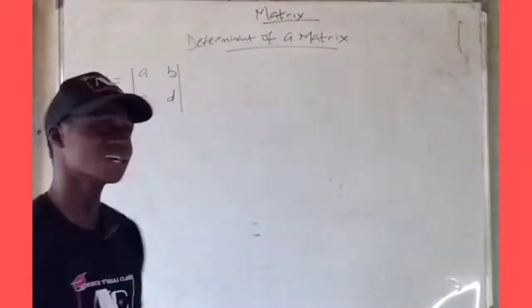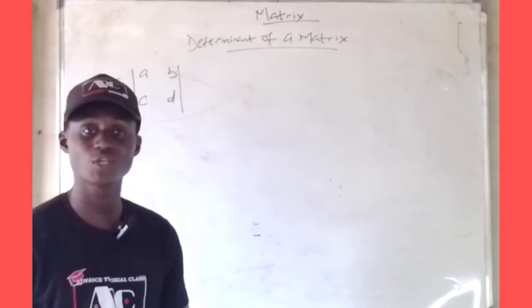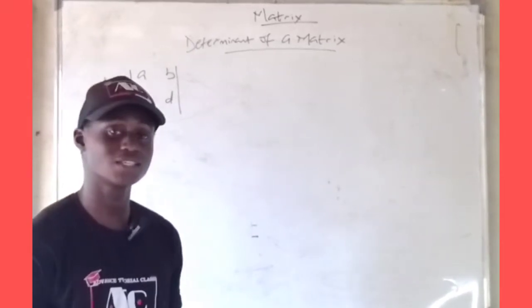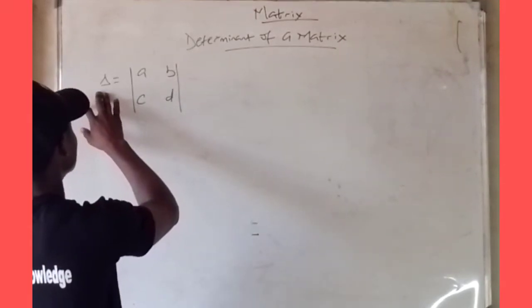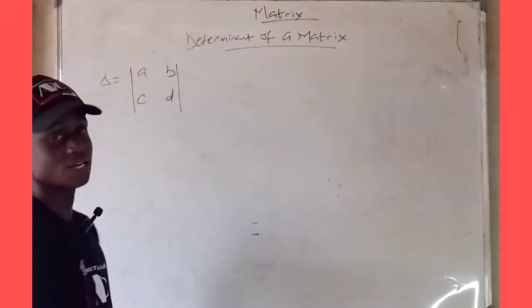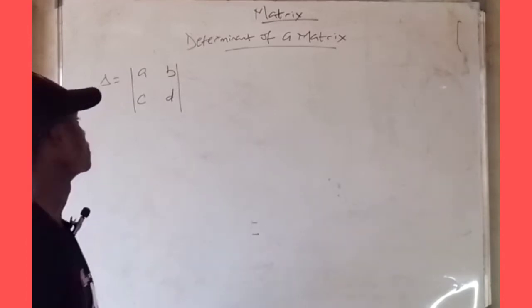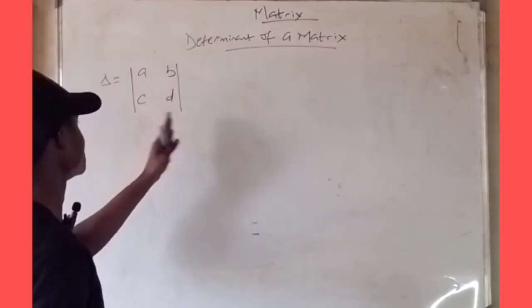Now this part is technically more interesting than what we've been doing previously. You just have to learn the intricacies and you'll be good to go. This is what we have. Now I represent the matrix by this sign, usually known as delta, like a little triangle. So delta equals A, B, C, D. Now we have the matrix.